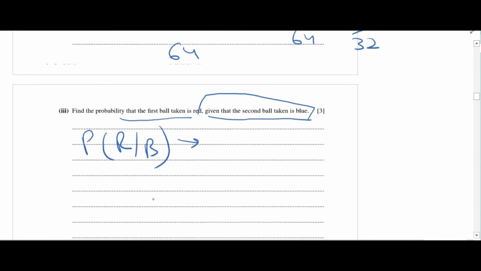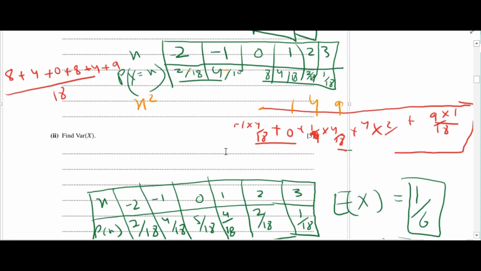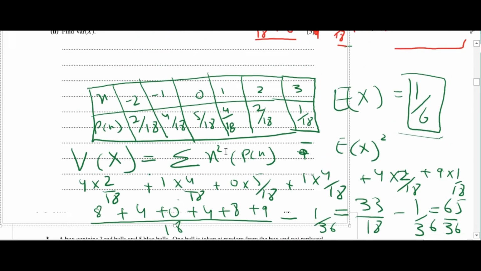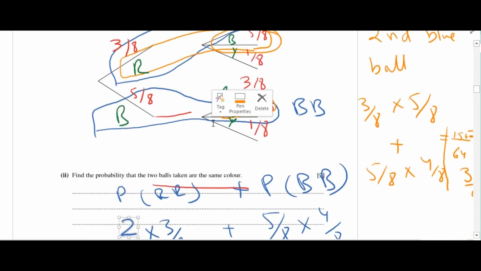This is the probability of getting my second ball as a blue ball. So let me write it down first. The probability of getting the second blue ball is 35 upon 64. So what is the probability of getting the red ball first? Again we go back to the tree.